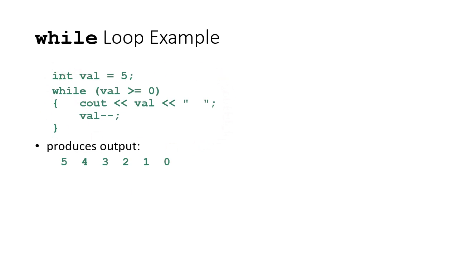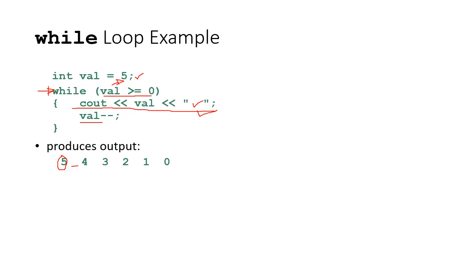Let's try to analyze the loop. The first value of our val is 5. Then you have your while loop and your condition. The current value of val is 5, so is 5 greater than or equal to 0? That's true. According to the while loop, if it's true, it will go to the statements inside the braces. You display val, whose current value is 5, and then a space. So it will produce 5 and a space.